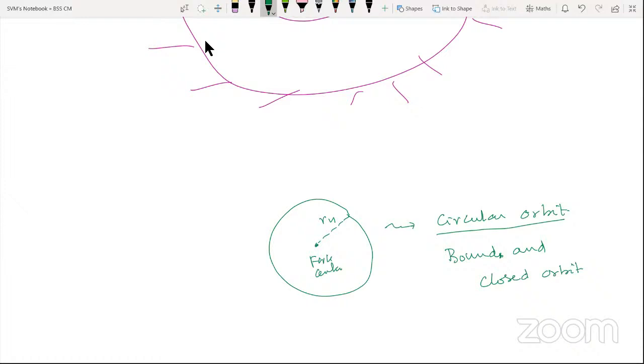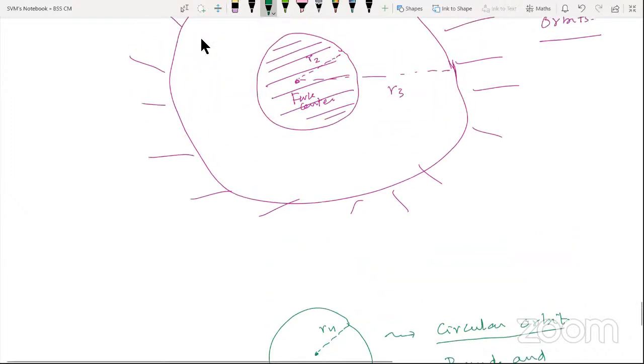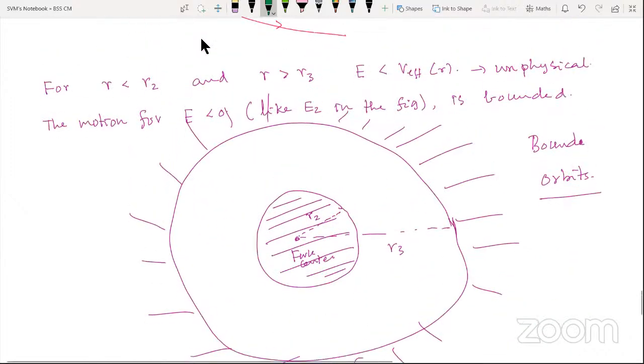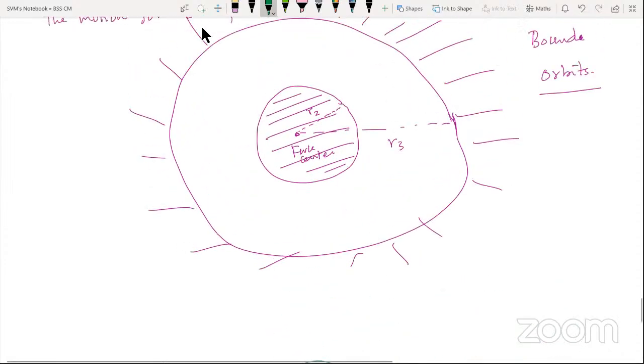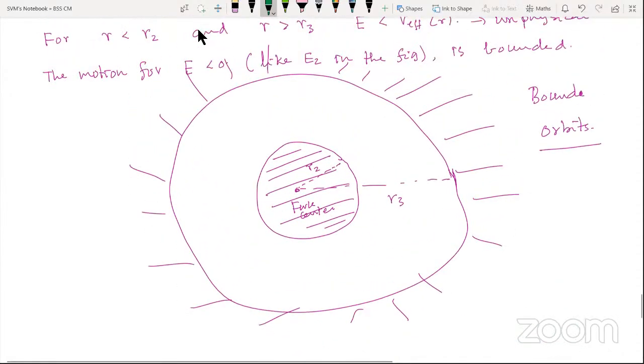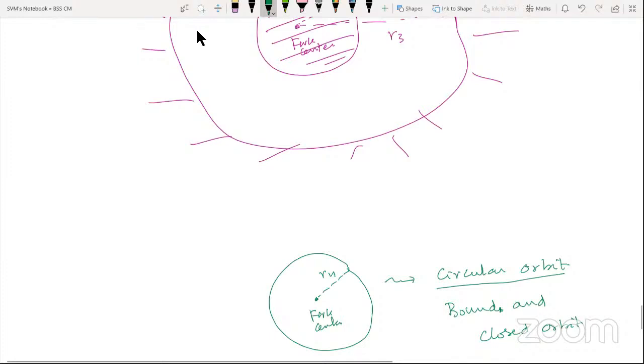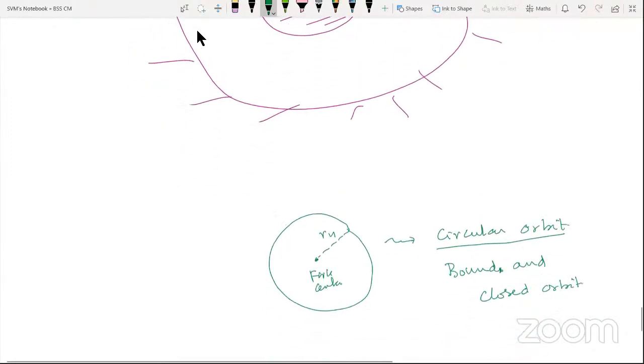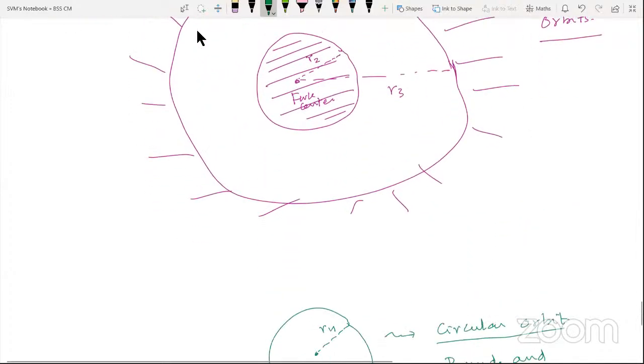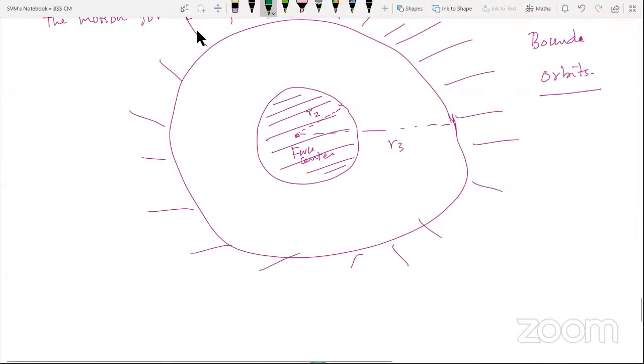Okay. So now there is an interesting question that people have asked: can we say that bound orbits are always closed? The answer is no, we cannot say that. But there is an interesting theorem, which is called Bertrand theorem.